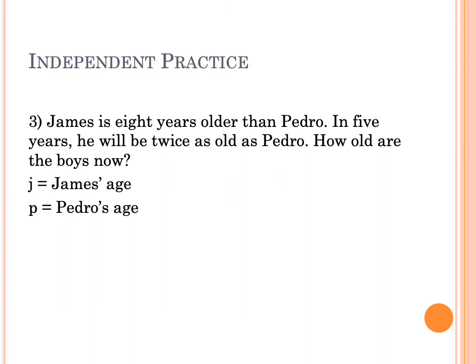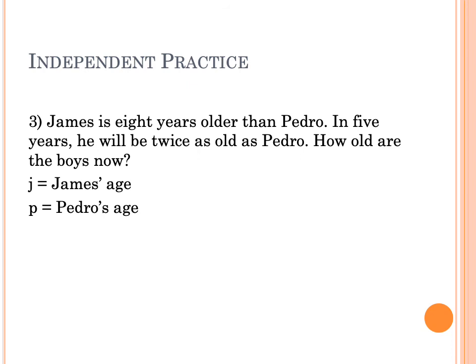And for the word problem here, we had James is 8 years older than Pedro, and in 5 years he'll be twice as old as Pedro. How old are the boys now? Now, for this one, rather than using X and Y, I used J and P, just because we have people's names. You could have used X and Y or really any variables you wanted, but I chose to use the letters from their names.